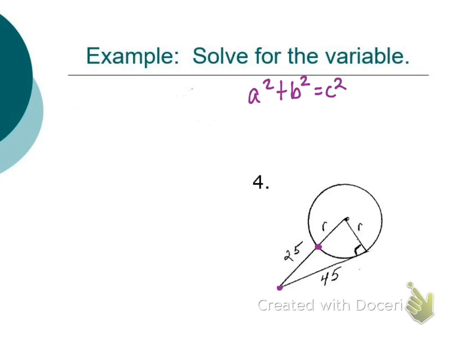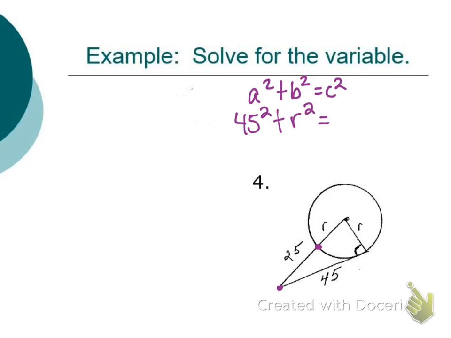So one of our sides of our triangle, well, let's just talk about it. What's going in for A? Okay, we can put 45 in for A. That's not our hypotenuse because it's not across from the right angle, so it could go in for A. What about B? No. What did they use to label it instead of a B? R. Okay, R squared.